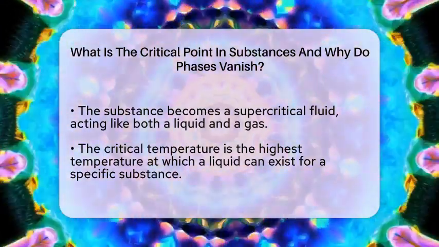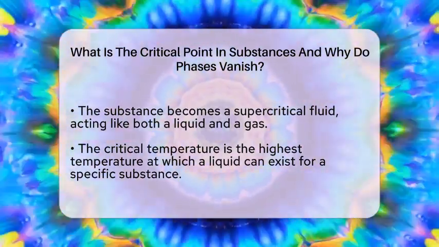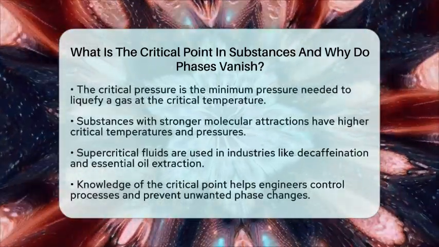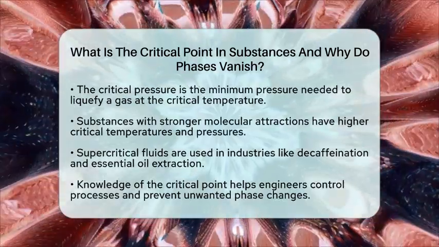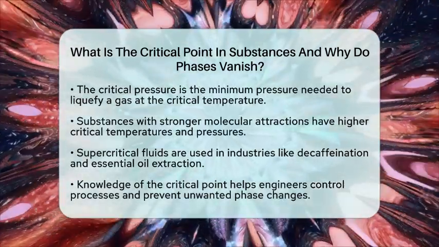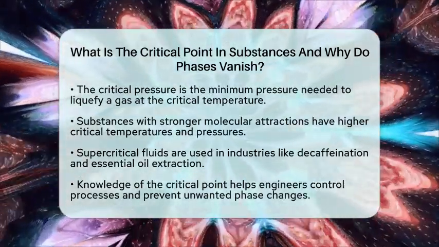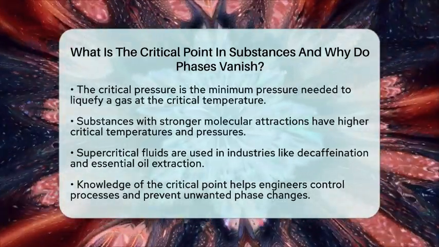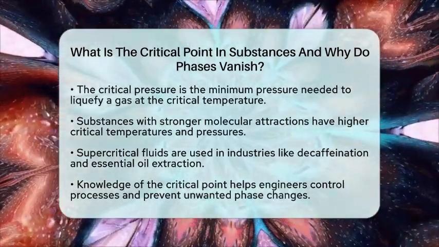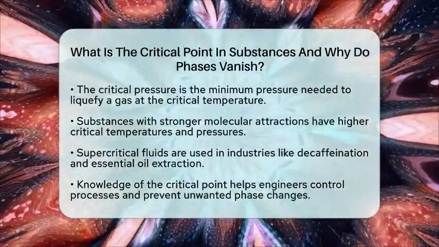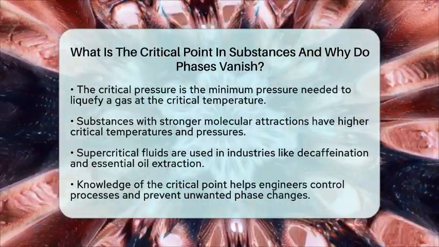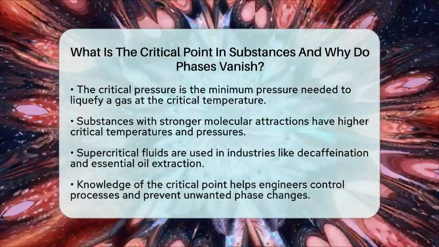Understanding the critical point is important in many industries. Supercritical fluids are used in processes like decaffeinating coffee or extracting essential oils because they combine the best features of gases and liquids. They are also key in designing equipment for refrigeration, power generation, and chemical manufacturing. Knowing where the phase boundary ends helps engineers control processes and avoid unwanted phase changes.